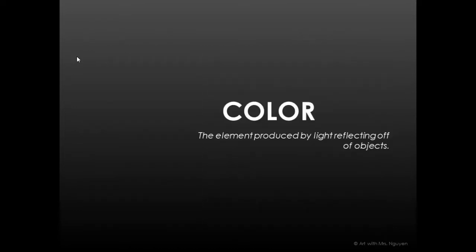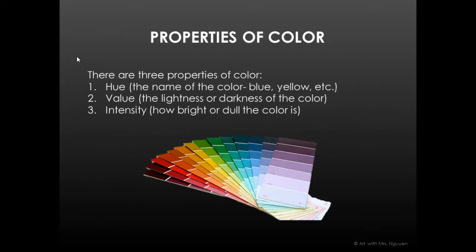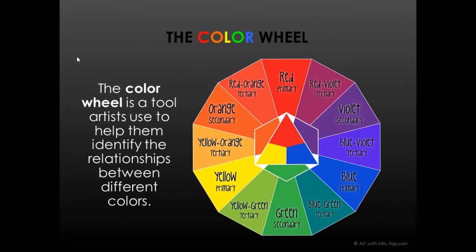The first element we're discussing is color, and color is produced by light reflecting off of objects. There are 3 properties of color. We can discuss the color's hue, that is the name of the color, like blue, yellow. We can discuss the value of a color, that is the lightness or darkness of a color, and also its intensity, how bright or how dull it is.